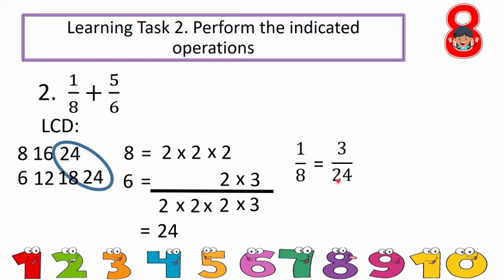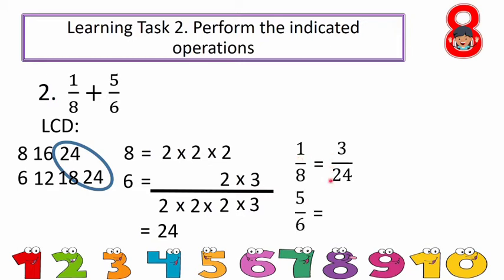So how are we going to get this? We divide the LCD, which is 24, by 8. So 24 divided by 8 is 3. Then multiply it to the numerator, 1. So 3 times 1 is 3. So we have 3 over 24.